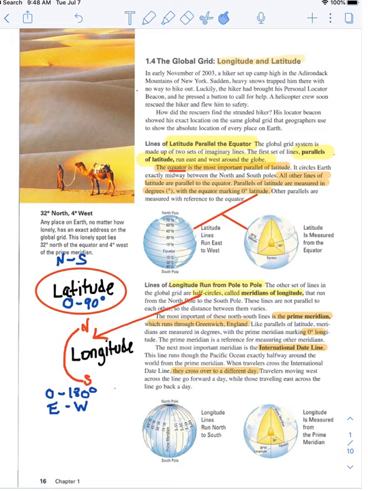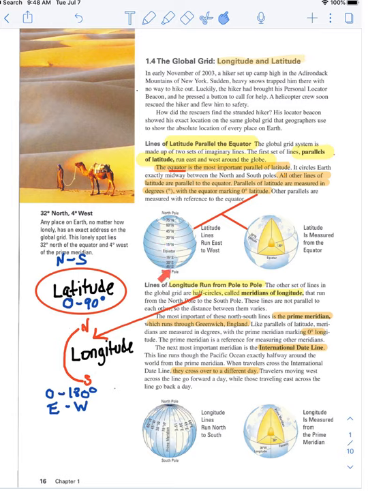So, for example, I'm going to start down here, and I'm going to start looking at this idea that the lines of latitude are parallel to the equator. The global grid system is made up of two sets of imaginary lines. The first set of lines, or parallels, of latitude run east and west around the globe. Now I want you to pay attention to this idea that while they run east to west, they actually measure north to south.